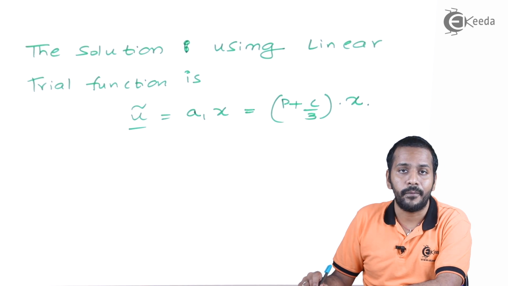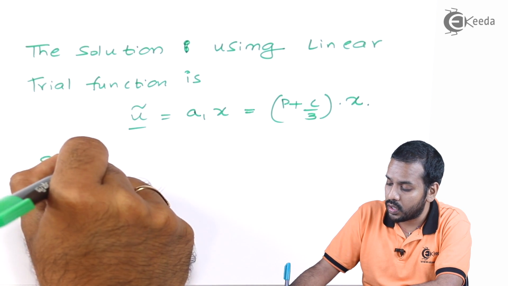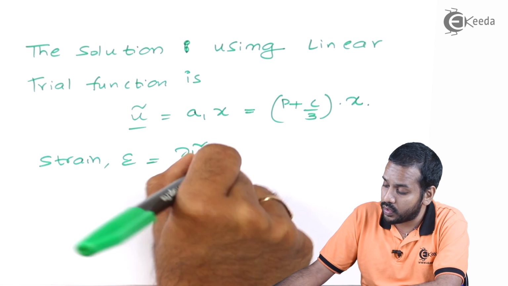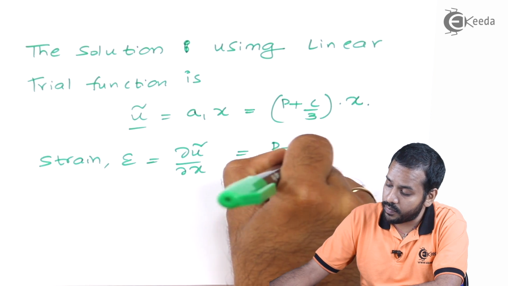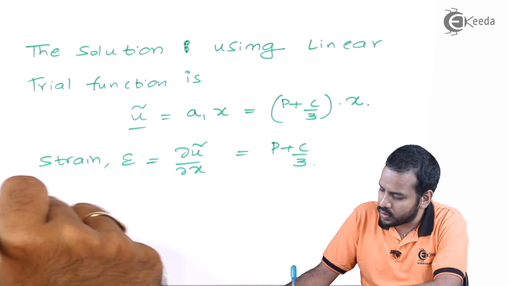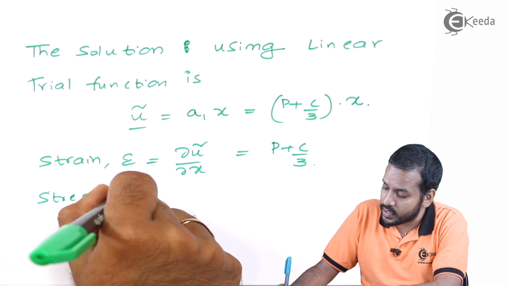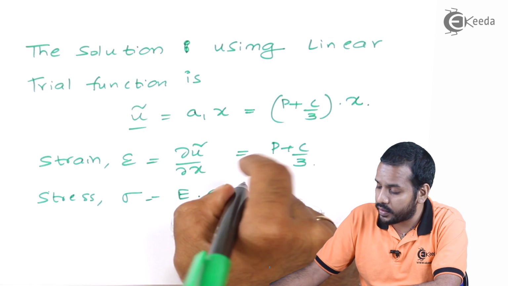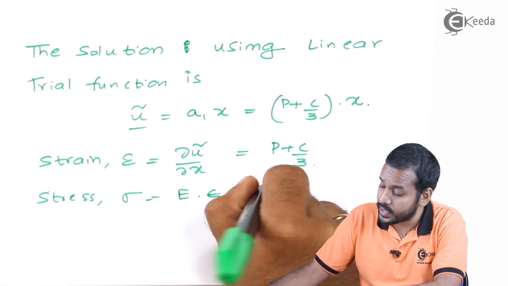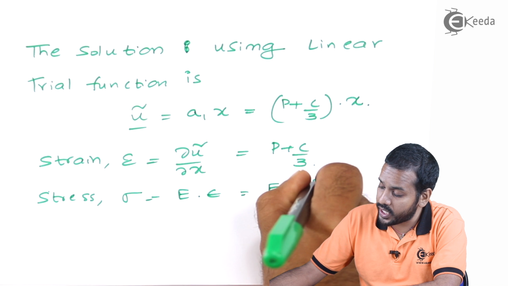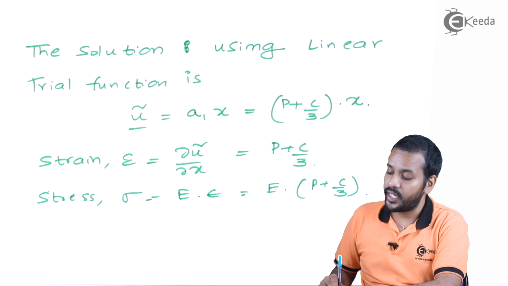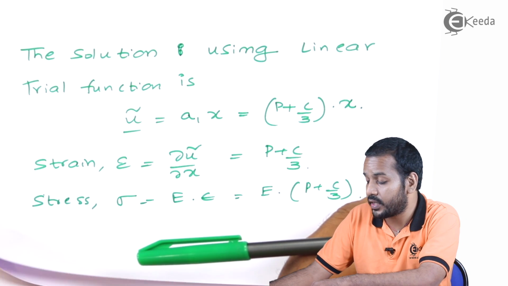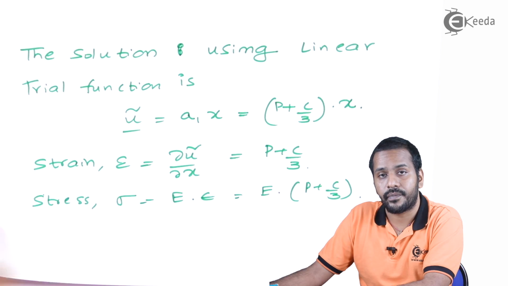So if you are having u tilde, then you can calculate the strain also. My epsilon is nothing but dou u tilde by dou x, nothing but P plus C by 3. No wonder it's a constant. And what is stress? Stress sigma is nothing but E times epsilon, if you assume linear isotropic elastic assumption. It will be E times P plus C by 3. This is your stress. It's just simple pull, na? This is 1D complete. So it is E into P plus C by 3.